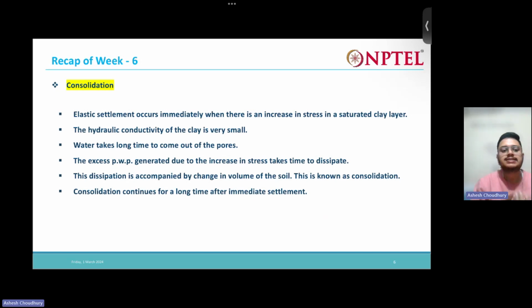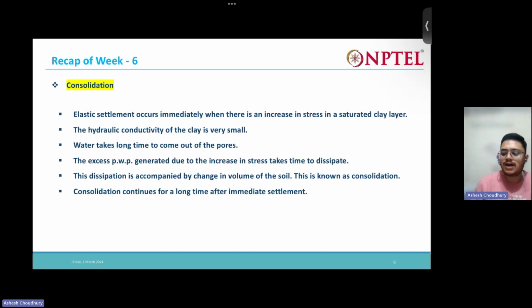Now, what is consolidation? Let us first discuss what consolidation is in simple terms. Say you have a soil layer, a soil mass. That soil mass is completely saturated. The main criterion for consolidation to occur is that we consider the soil to be 100% saturated. Remember, the soil is 100% saturated.